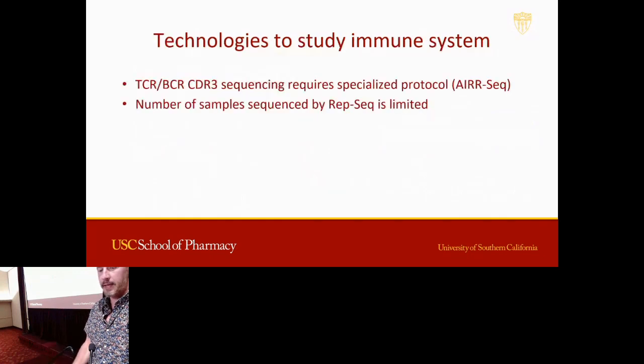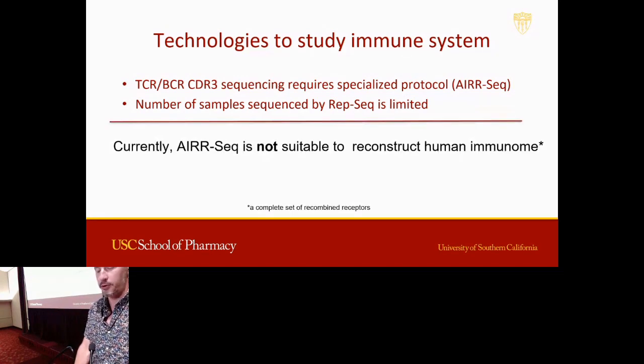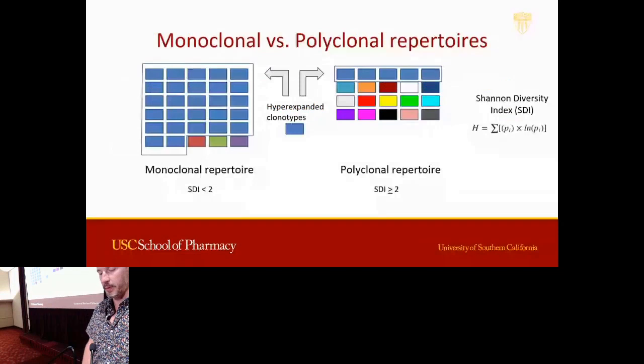I guess, again, the motivation is that the data coming from the proper technology, which by the way we will be using as the gold standard, called TCR-seq, is limited, right? And that's why it's not a suitable technology to reconstruct the immunome, the complete set of receptors of a particular individual. So, a few more definitions before we jump into the results.